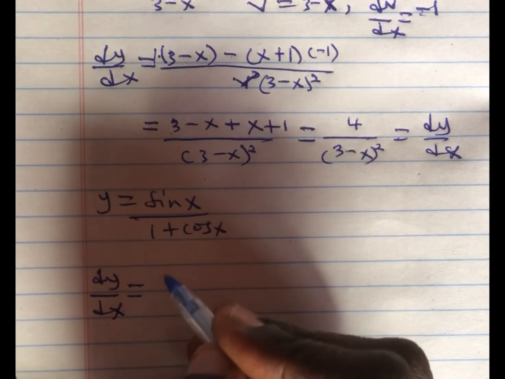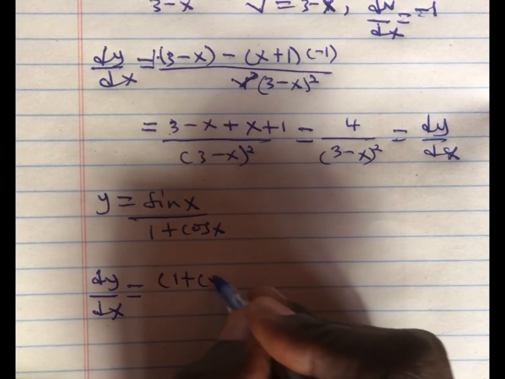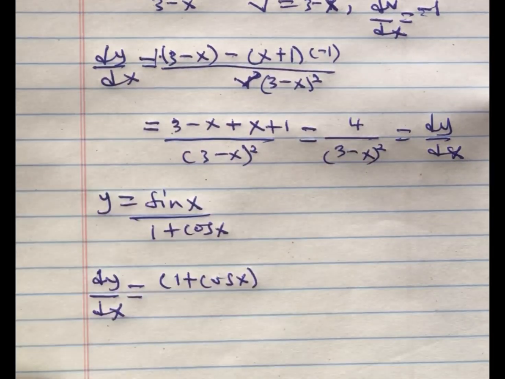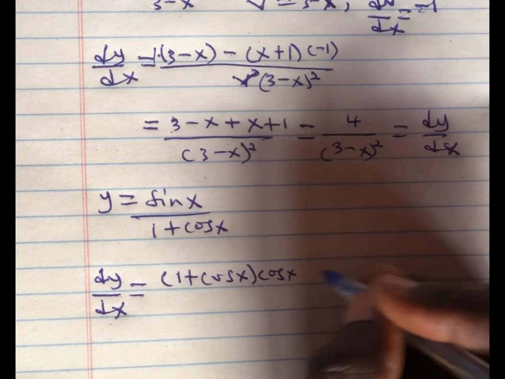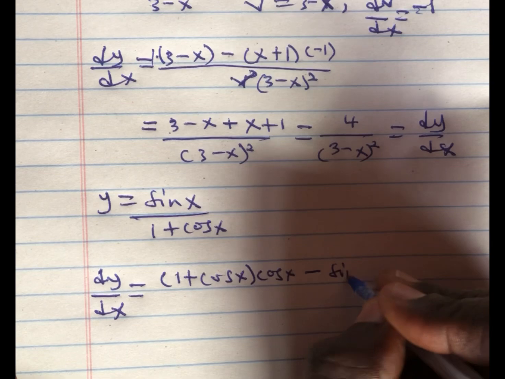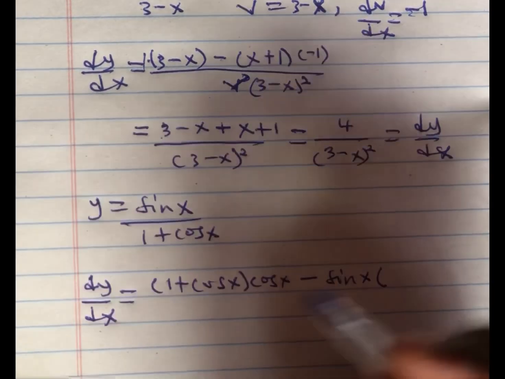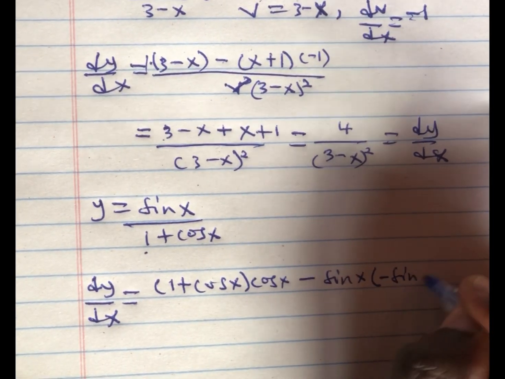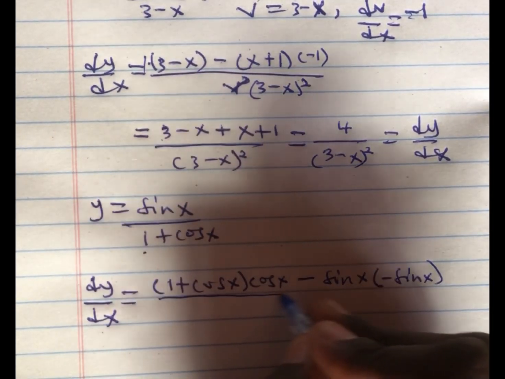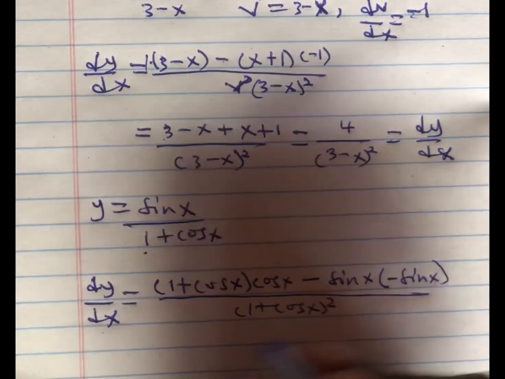So from the formula, it is v, and this is the v, the denominator. Du/dx means that you differentiate the numerator, so the differential of sine x gives cos x, minus u, which is sine x, and then the differential of the denominator. So we differentiate 1, you get 0, you differentiate cos x, you get negative sine x, all over v squared, which will be 1 plus cos x squared.